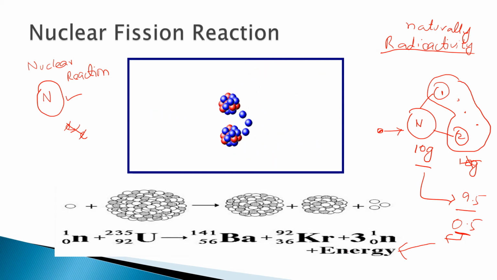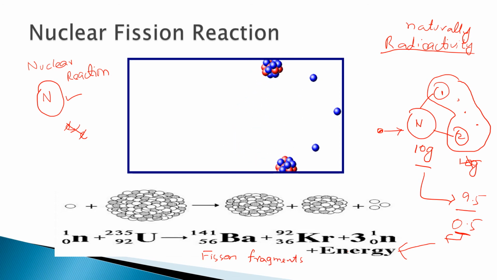So this equation shows a uranium nucleus having an atomic number of 92 protons and a mass number of 235. It absorbs the neutron, becomes unstable, and decays into barium and krypton. These two are known as fission fragments. Fission fragments are nuclei that are obtained after a nuclear fission reaction, along with three neutrons.